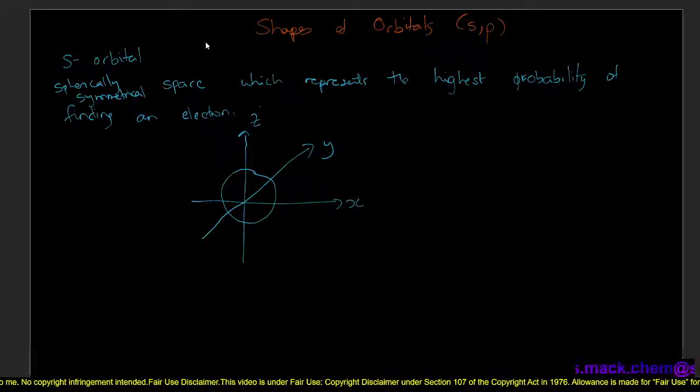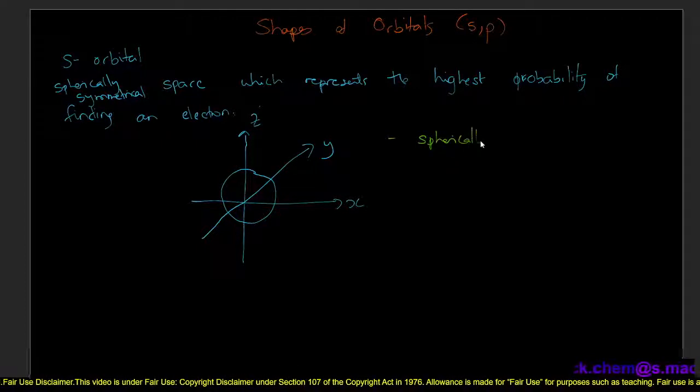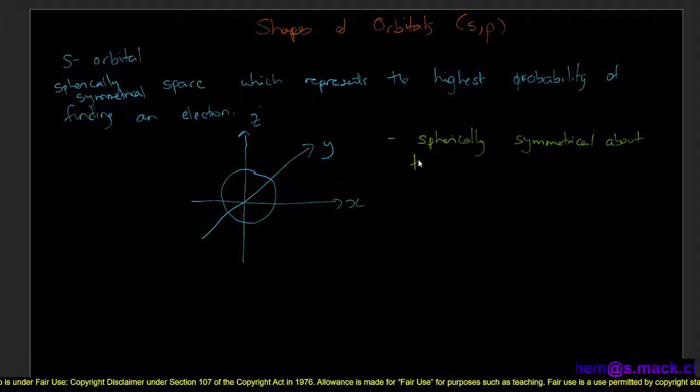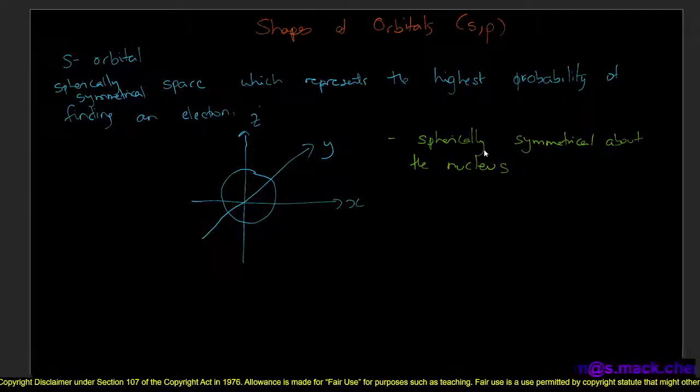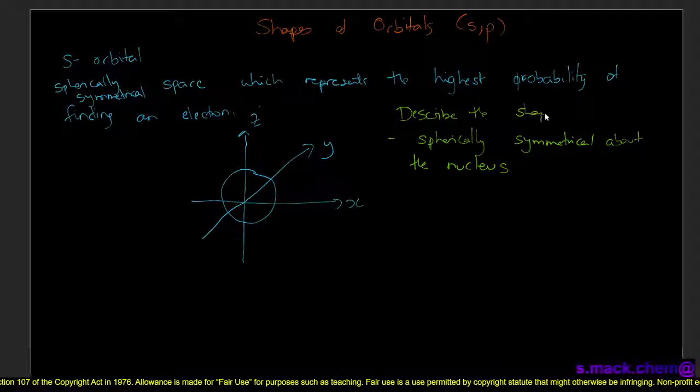And in addition to knowing a definition for the s orbital, you should also be able to describe the shape. So I'm describing it as spherically symmetrical about the nucleus. So this is the shape of our orbital. If you're asked to describe the shape, we are also asking for a diagram.